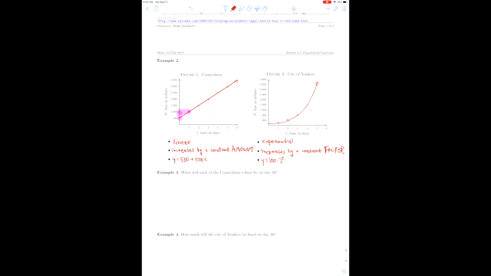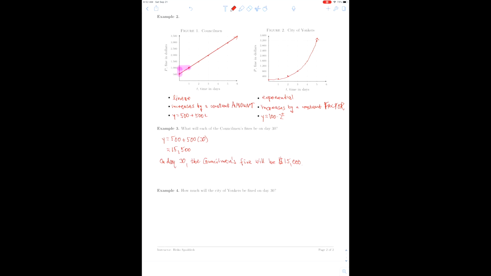Now let's see how that looks, for instance, after 1 month. What will actually happen to our councilman and the city of Yonkers if for 1 month they choose not to follow the court order? Let's start with the councilman. We start with our formula, y equals 500 plus 500 times how many days have passed. So on day 30, that will be times 30. You're welcome to use the calculator for that. If you plug that in, you will get 15,500. We always want to write an answer sentence. So on day 30, the councilman will be fined $15,500. Don't forget your units.